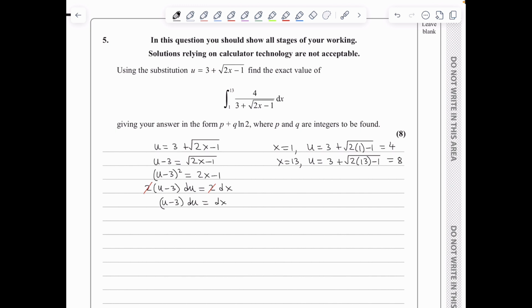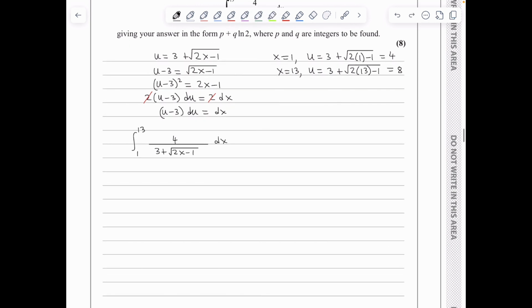So we have the integral from 1 up to 13 of 4 over 3 plus the square root of 2x minus 1. The new limits, we have found this to be 4 and 8, and we're looking at 4 over u times the u minus 3 du. Now this simplifies to the integral from 4 up to 8 of 4 minus 12 over u du, which gives me 4u minus 12 ln u from 4 up to 8.